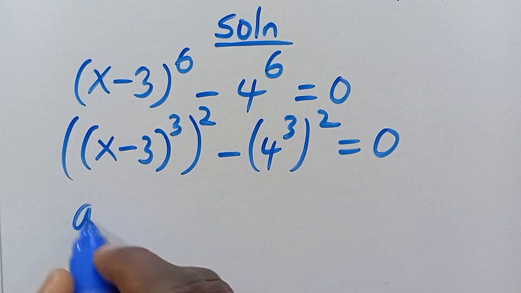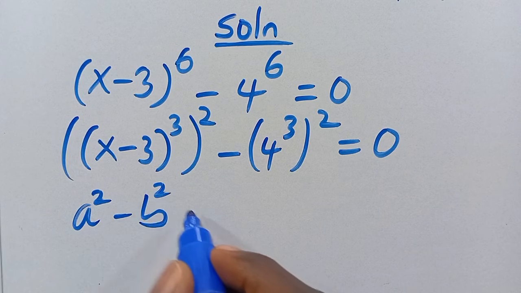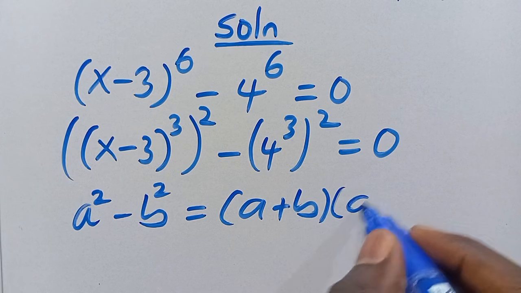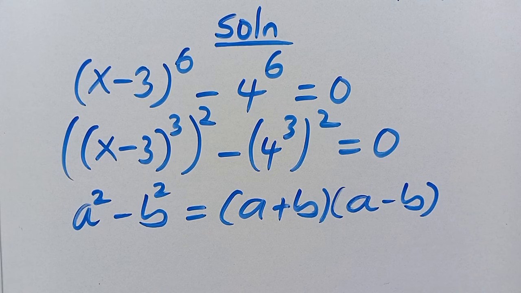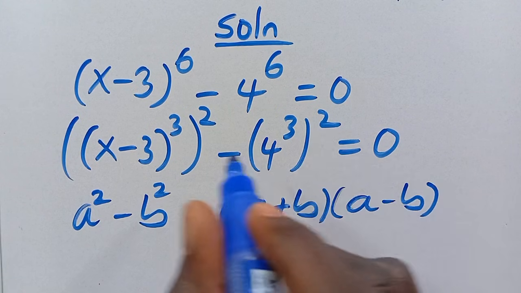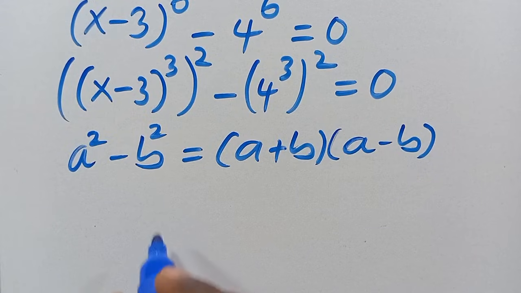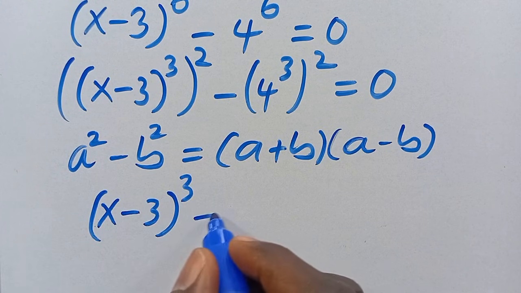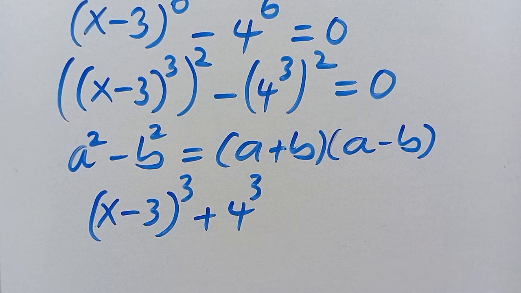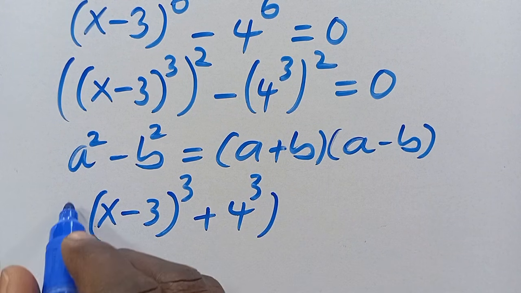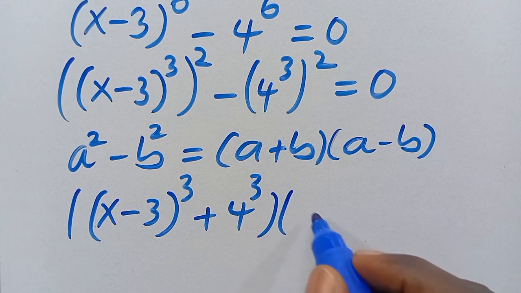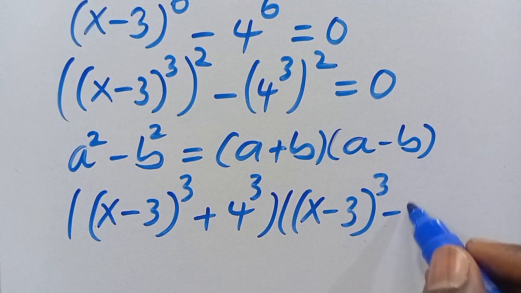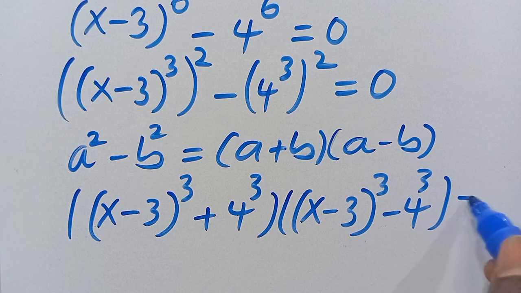Then let's recall that a squared minus b squared equals (a + b) multiplied by (a - b). Let's apply it here because this one has power 2, and this one has power 2. So here will be ((x - 3)^3 + 4^3), and we close it, multiplied by ((x - 3)^3 - 4^3), we close it, equals 0.